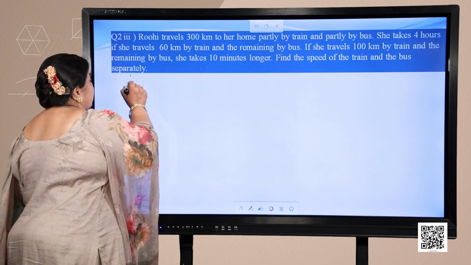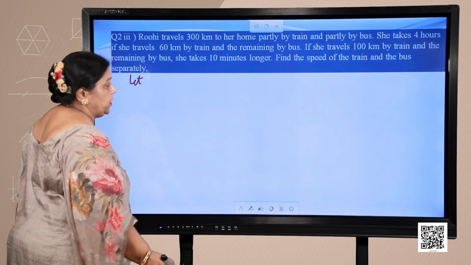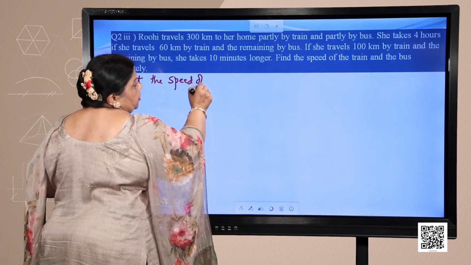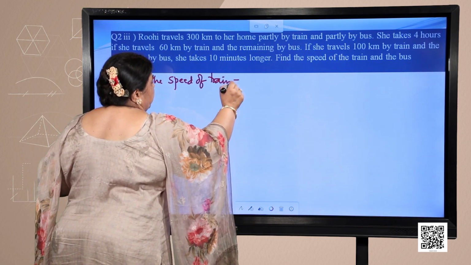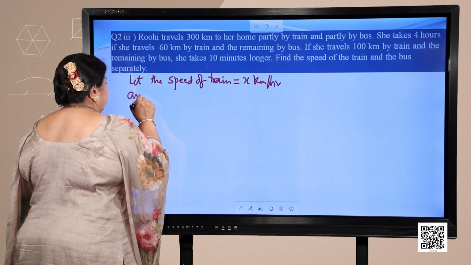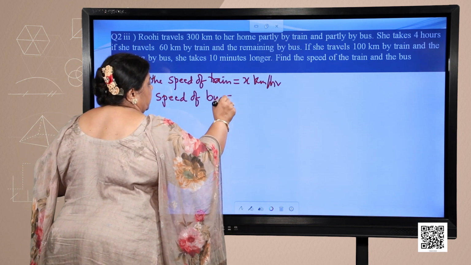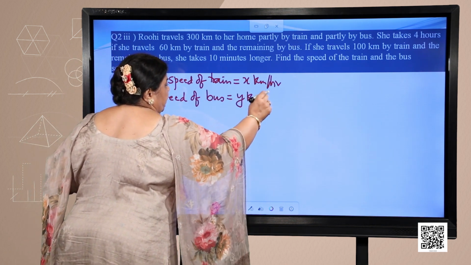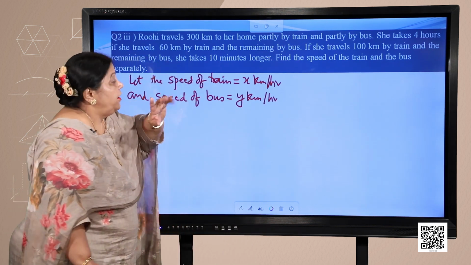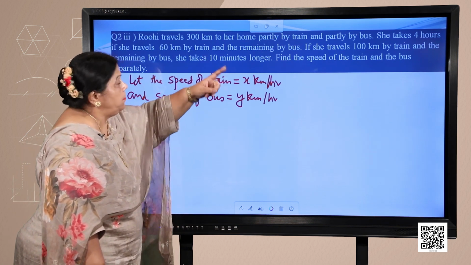Now, let us take the speed of bus and train as x and y respectively. Let the speed of train be x kilometers per hour and speed of bus be y kilometers per hour. Now, what is the total distance she is covering? 300. Very interesting question it is, because partly she is travelling by train and partly by bus.